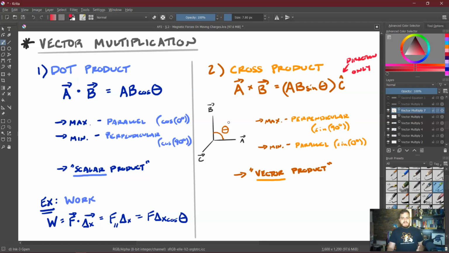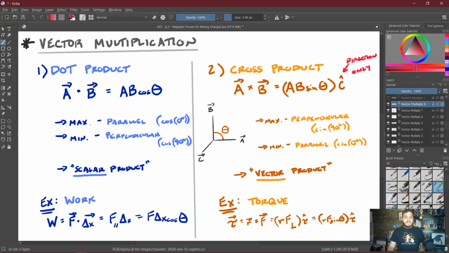And if I look at this diagram here, you have A and B and the angle in between them. C is in a third dimension. So when we say C hat, what we're saying is the cross product is in the direction of C with that magnitude. And once again, we actually did this last year too, and the example would be with torque.